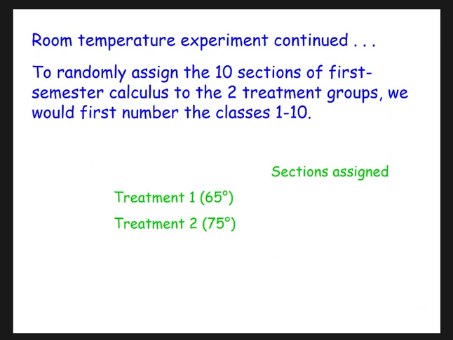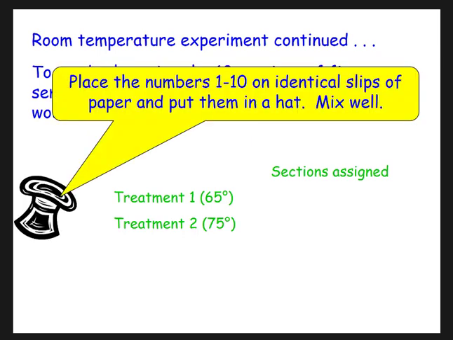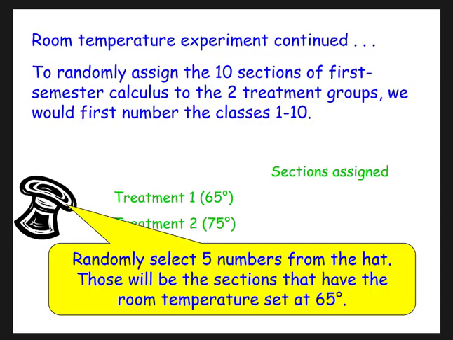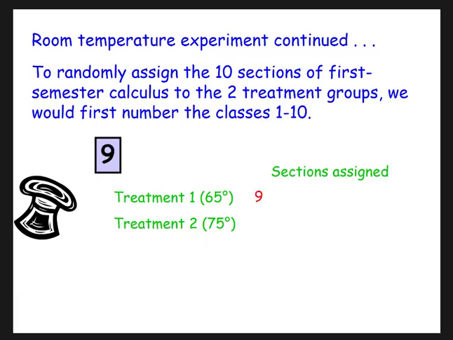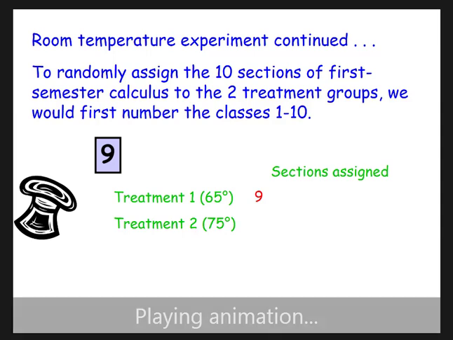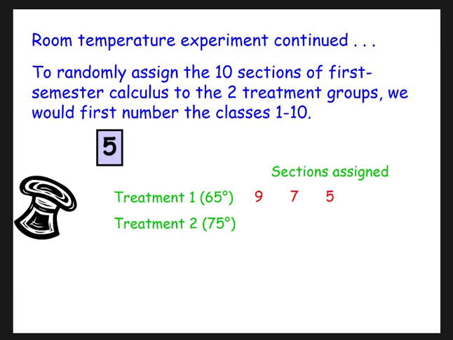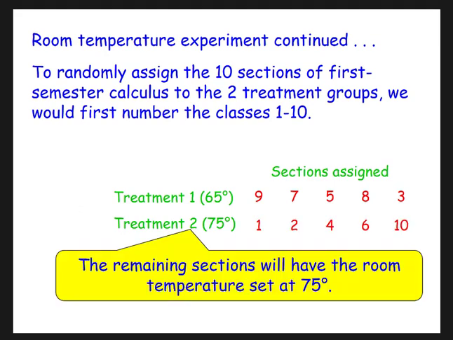So to randomly assign the 10 sections of first semester calculus to the two treatment groups, we would first number the classes 1 through 10 and then place them in the hat and mix them well and then draw them out. The first 5 selected get the 65 degrees. The other 5 get the 75 degrees. So the first one draws section 9, 7, 5, 8, and 3. So those 5 sections take their test at 65 degrees. The rest of them are at 75 degrees.